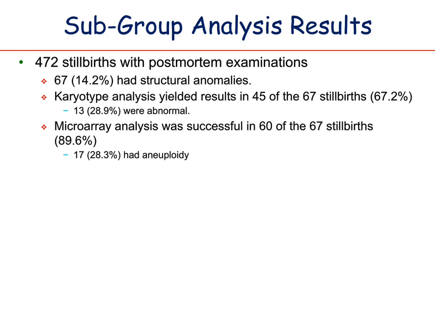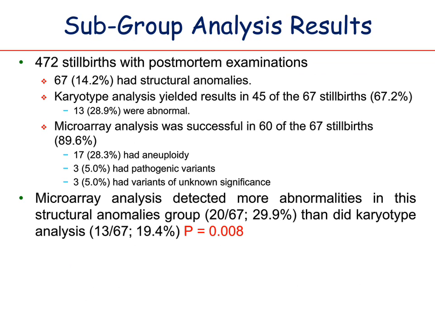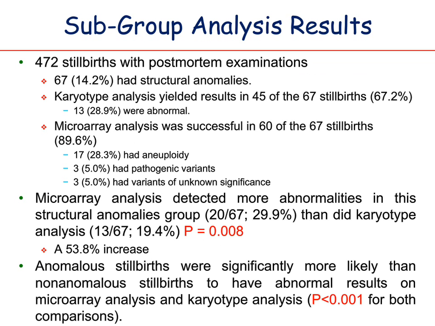28.3% had aneuploidy, 5% had a pathogenic variant, and also 5% had a variant of unknown significance. So overall, microarray analysis detected more abnormalities in the structural anomalous group than did karyotype analysis, and this was statistically significant. It represented a 53.8% increase, and anomalous stillbirths were significantly more likely than non-anomalous stillbirths to have an abnormal result on microarray analysis and karyotype, and again, that was statistically significant.